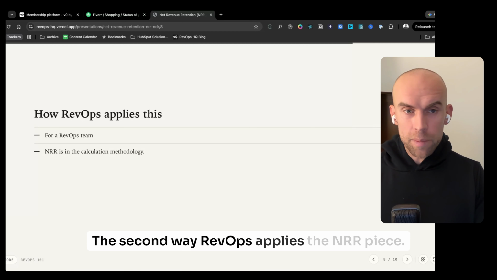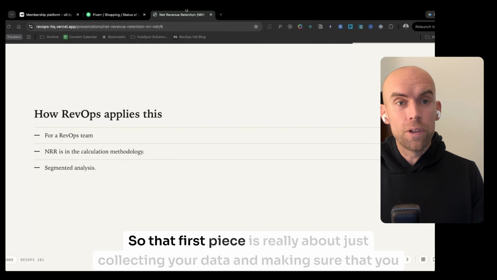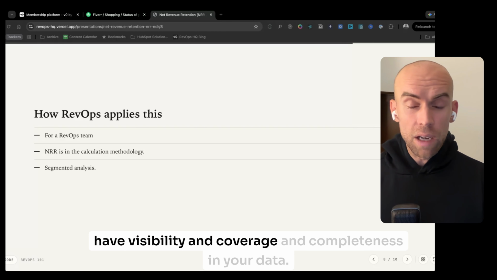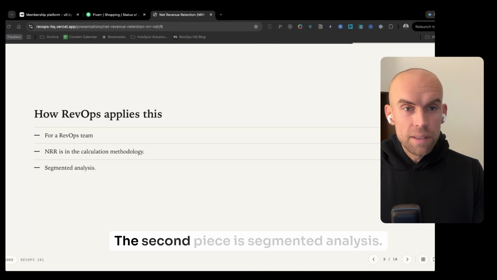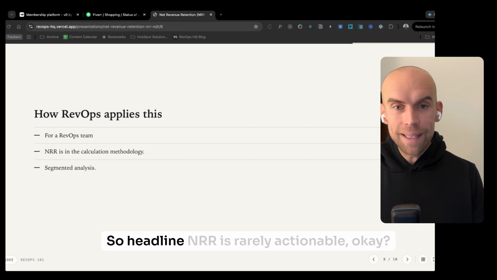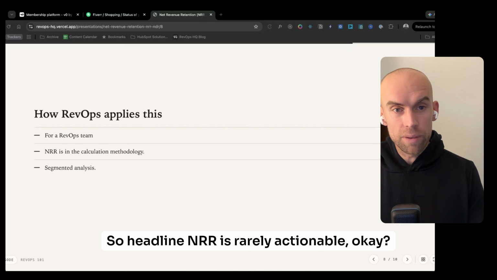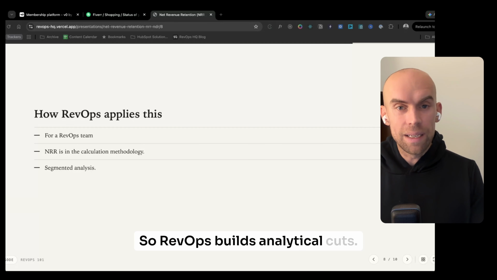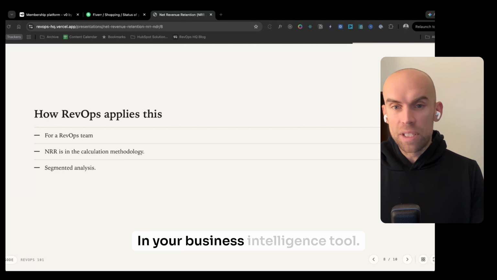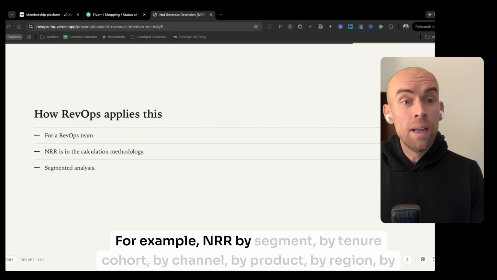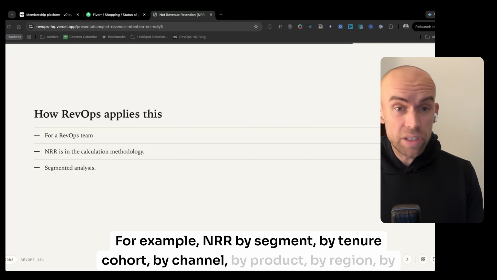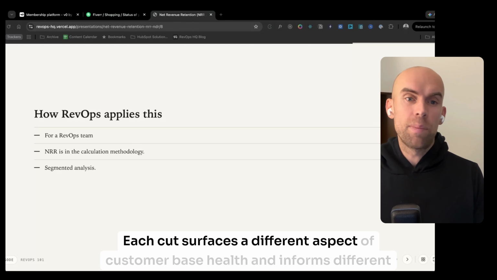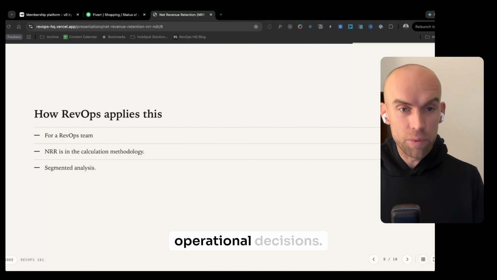The second way RevOps applies NRR is segmented analysis. That first piece is really about collecting your data and making sure that you have visibility, coverage, and completeness in your data. Headline NRR is rarely actionable, okay? Segmented or disaggregated NRR is. So RevOps builds analytical cuts in your business intelligence tool. For example, NRR by segment, by tenure cohort, by channel, by product, by region, by rep. Each cut surfaces a different aspect of customer base health and informs different operational decisions.